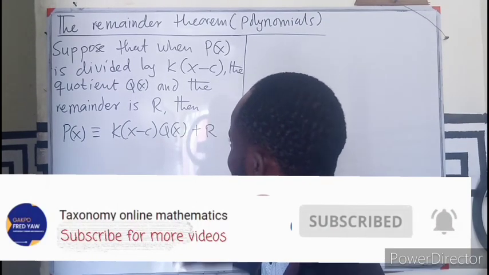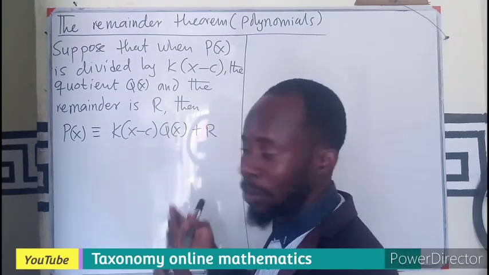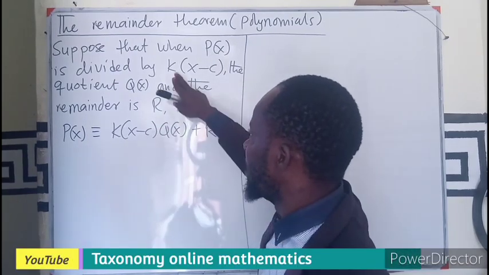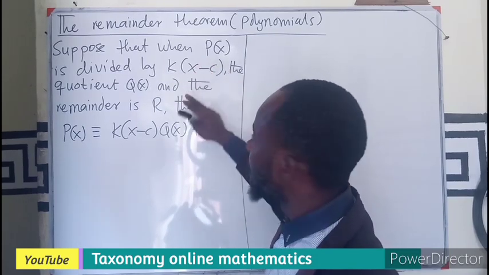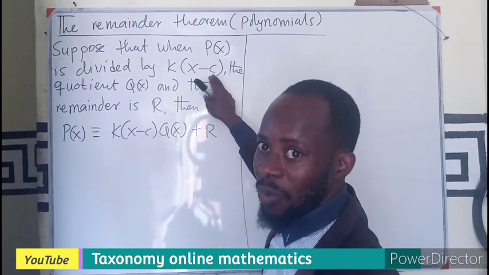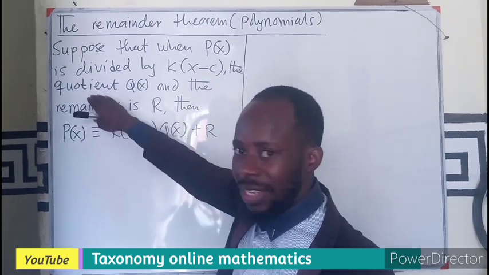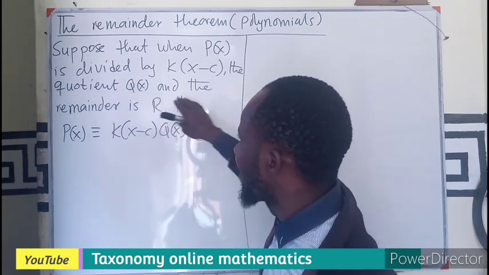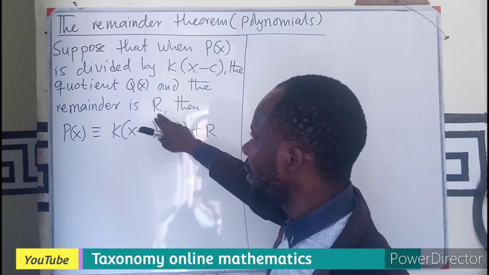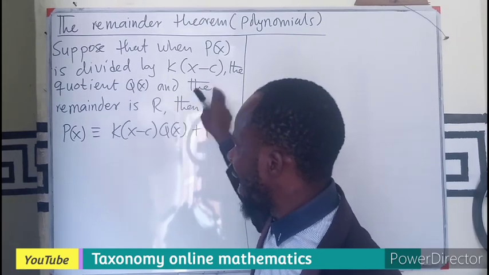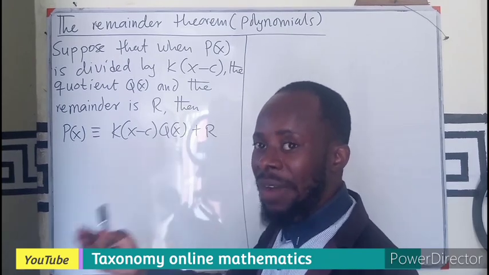So suppose that the function p of x, which is a polynomial, is divided by k, which is a linear function, x minus c, where c could stand for any constant. Then the quotient, the answer we are going to get, is q of x, and the remainder is what? R. The quotient will be this, and the remainder will be r. That is the remainder after you divide.